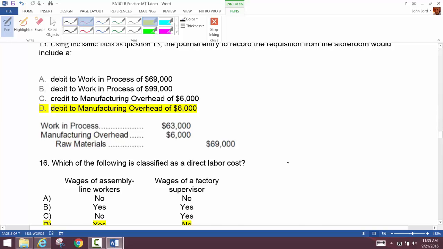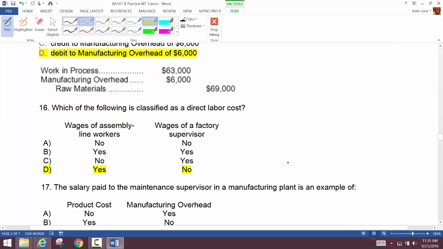Okay, good. Which of the following is classified as direct labor? The assembly line worker. Remember in the very first thing we looked at, we had the guy working on the car, reaching up, and we said he's direct labor because he's working on this car. That's an assembly line worker, right? Then the supervisor is indirect. Factory supervisors, indirect. Okay, good.